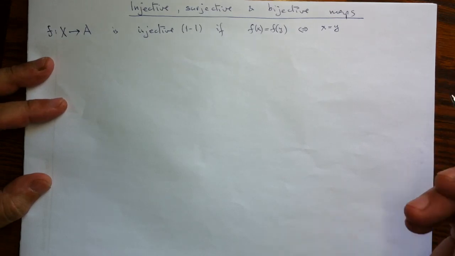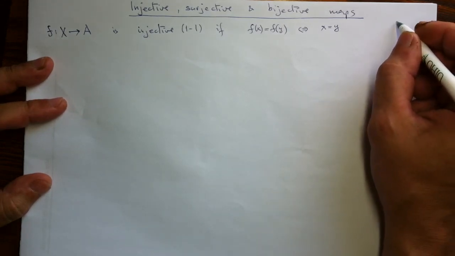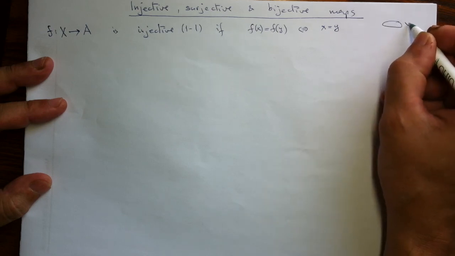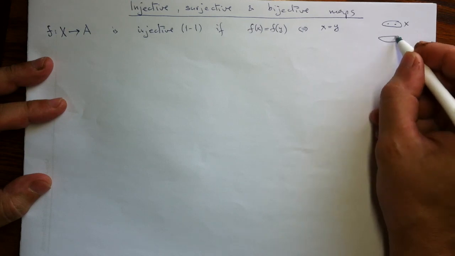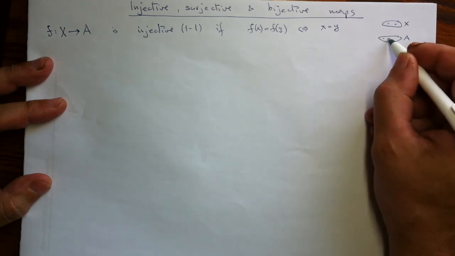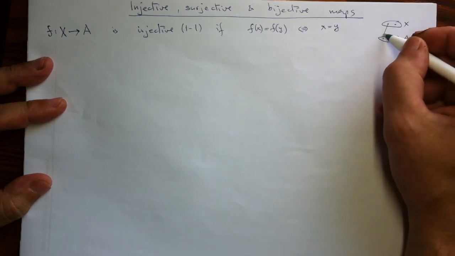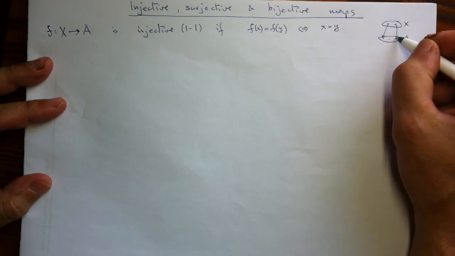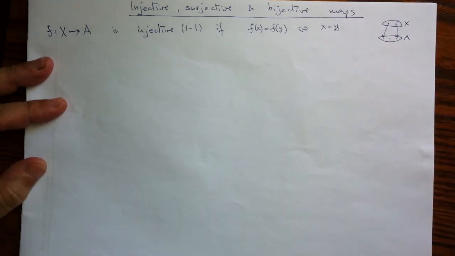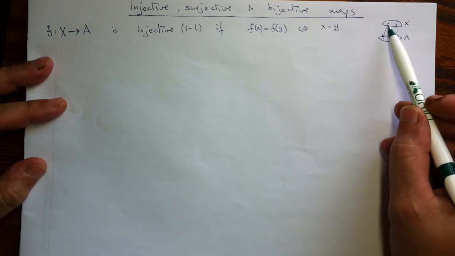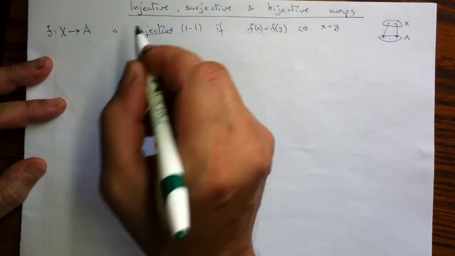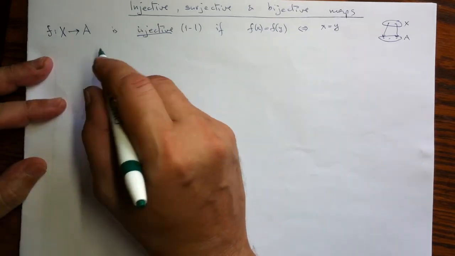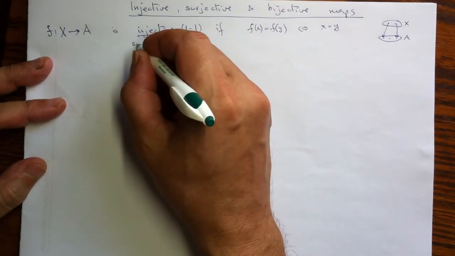So maps can be drawn, especially if the sets involved, X and A, are finite. Let's have X consist of two elements and A consist of three elements, and imagine a map which sends elements like that. And that will be an injective map. So different elements go to different answers, that's what it says. That's the first concept.